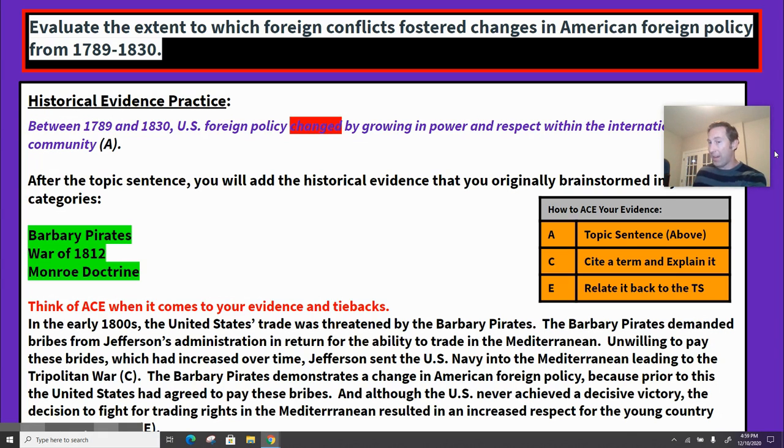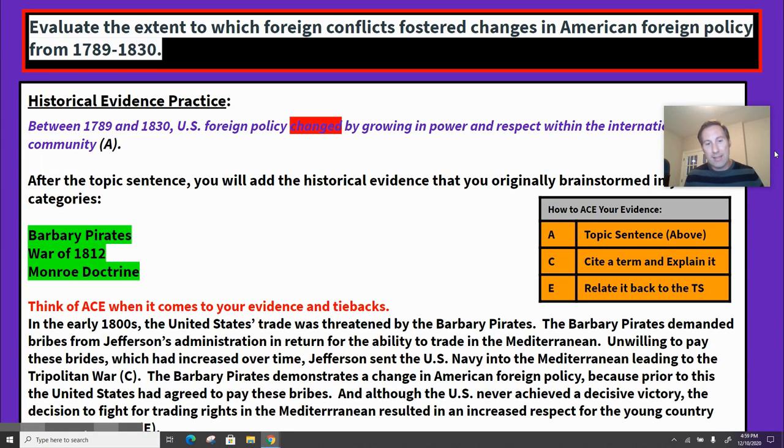So chronologically, the first thing that happened was the Barbary Pirates. And those were at the beginning of Jefferson's presidency in the early 1800s. So I want to cite the Barbary Pirates. I want to explain what it is. That's my C. And then I want to tie it back to how this shows a change and specifically a growing amount of power and respect for the United States in the world. So here's what I have right here, and I'm going to share it with you.